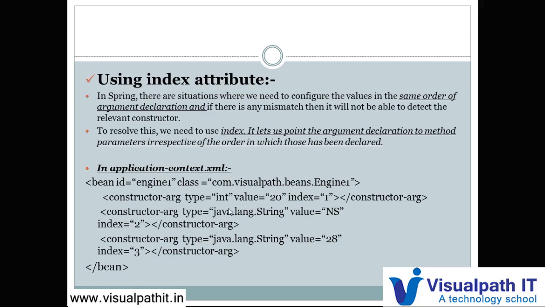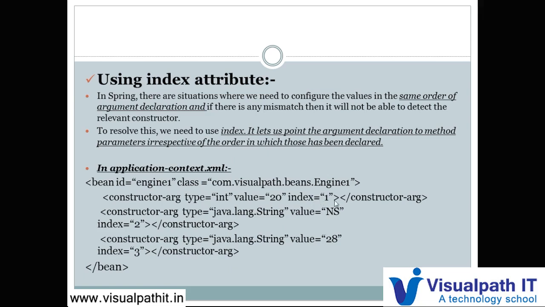For example, this is the engine, and it has three parameters. The first parameter is the number of years since that engine was manufactured. Second is the name of that particular engine, and the third is the expiry date or the number of years of warranty or something of that sort. If we have these three as the parameters, then we can specify the index here: index is equal to 1, index is equal to 2, index is equal to 3. It is just like an ordinal number.